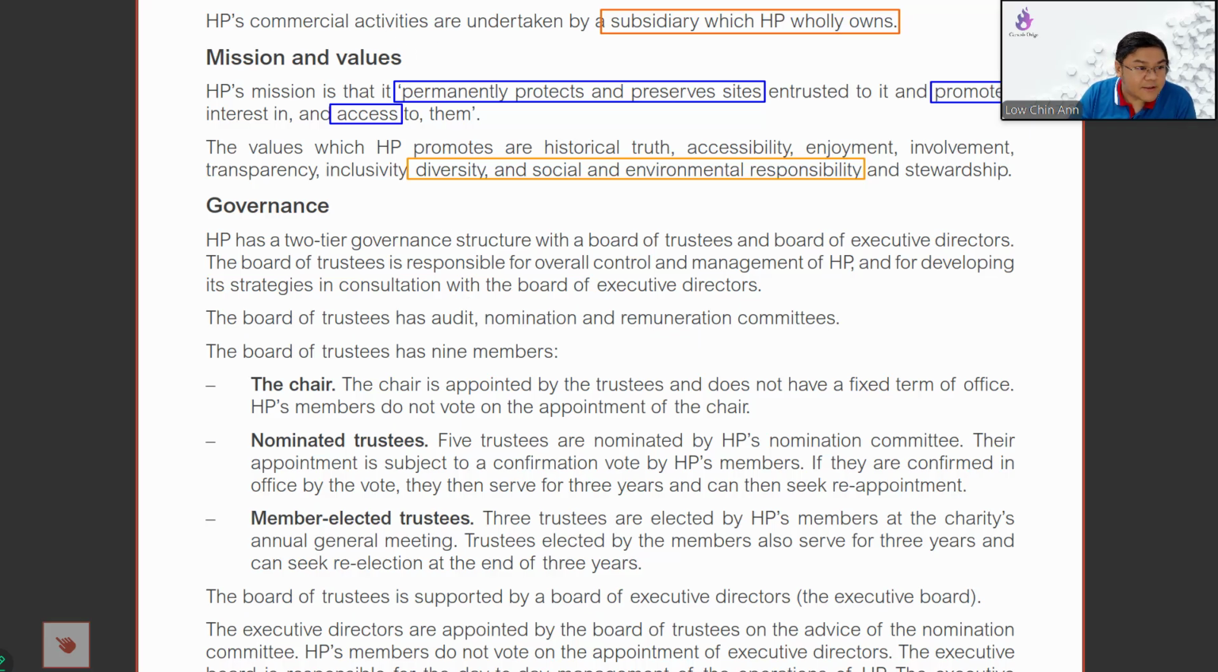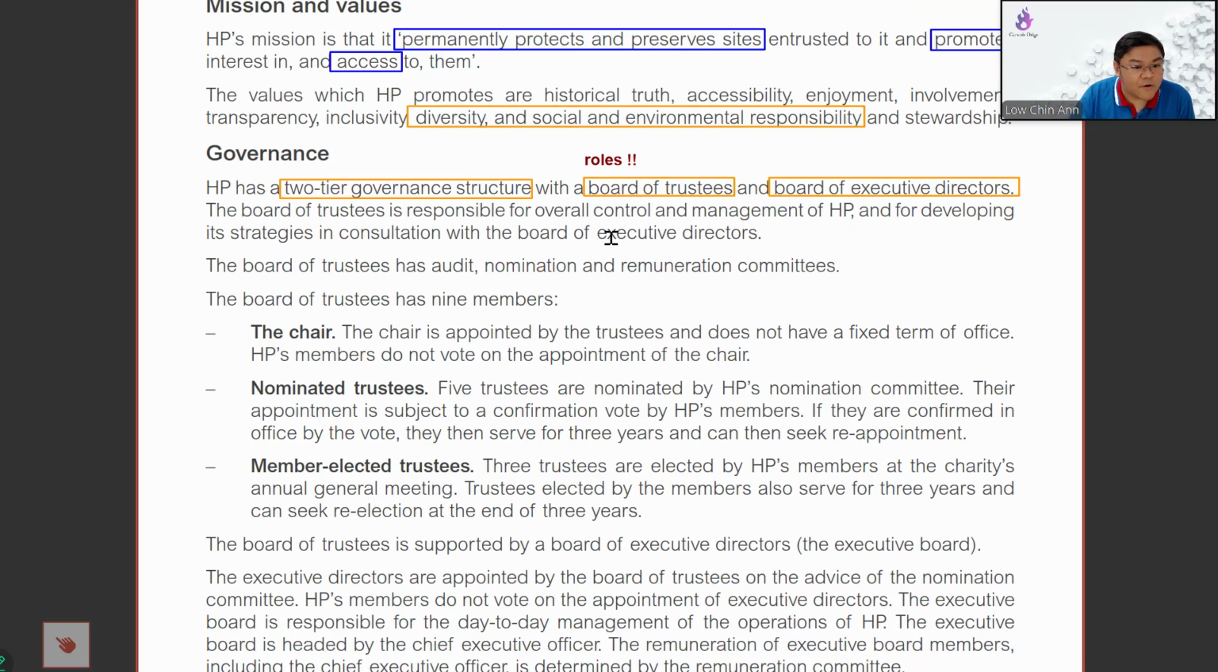Now, HP has a two-tier governance board, exactly like what I said just now, two-tier structures. They have a board of trustees and a board of executive directors, so please do a quick revision about their roles. What does the board of trustees do? The board of trustees is responsible for overall control and management. That's already one of the roles. Developing strategies in consultation with the board of directors is another role. But on top of that, there are many more roles that the board of trustees can do.